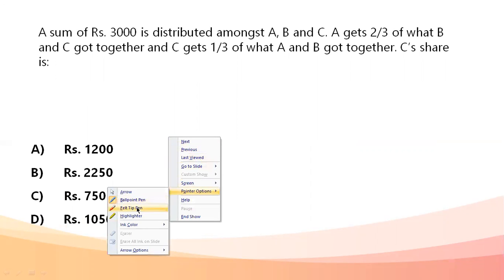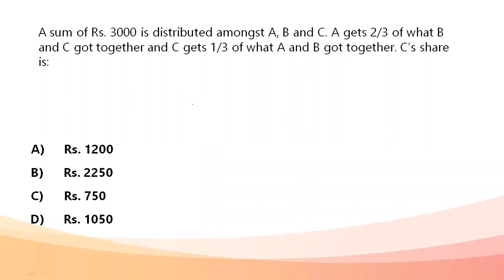So the first question: a sum of 3000 is distributed among A, B, and C. A gets two-thirds of what B and C got together. C gets one-third of what A and B got together. C's share is? Very simple question. Let A's share plus B's share plus C's share be the total distribution of 3000. So A plus B plus C is 3000. That is the first equation.